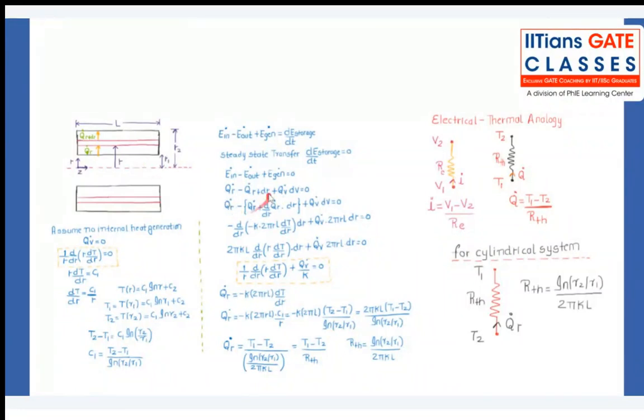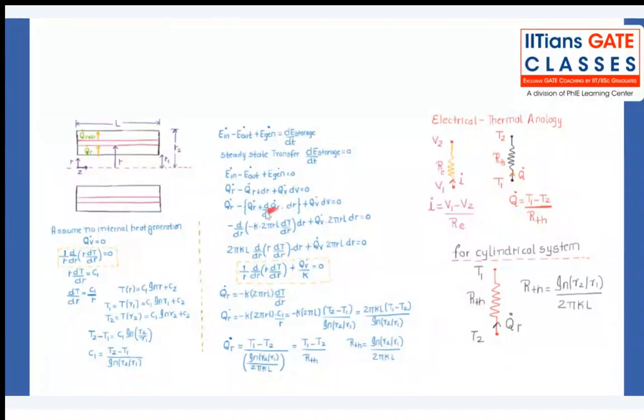How do we write it? Start with this law: E dot in minus E dot out plus E generation. In this case, heat transfer is happening in the radial direction. So we consider this small strip. If you want to think in terms of a cylindrical system, in a pipe we are taking a small circumferential thickness through the pipe, and we are trying to analyze through that thickness. Let us say Q dot R is coming in, Q dot R plus DR is going out, and let us say Q dot V is getting generated.